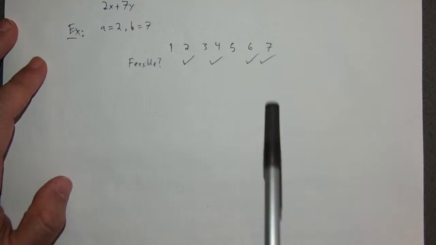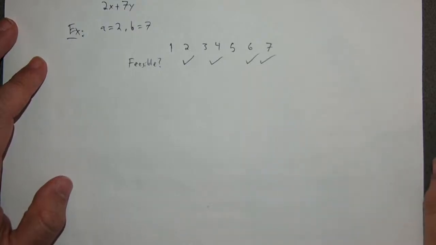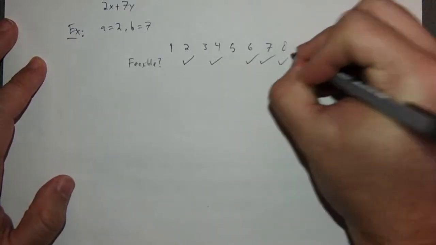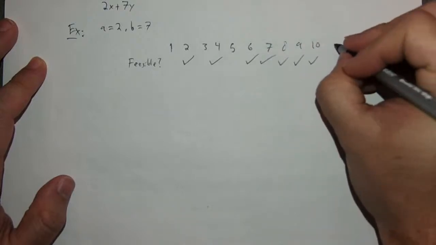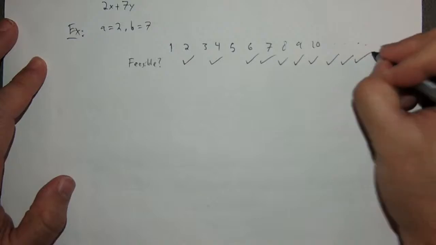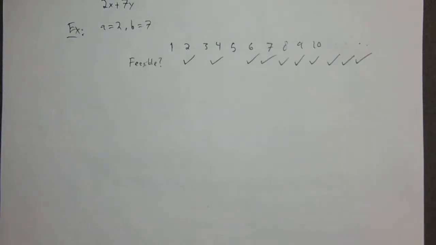And I claim that now that I've had 2 consecutive feasible numbers, the rest of them are guaranteed to be feasible for similar reasoning as before. Okay, so 8 is feasible, 9 is feasible, 10 is feasible, and so on. So check, check, check. All these are feasible. Okay.